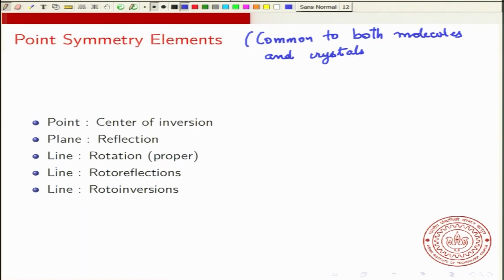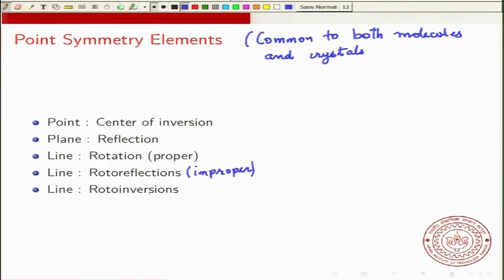You can have a line, a symmetry element, which can be an axis of roto-reflection, so a rotation followed by a reflection. This is also referred to as an improper rotation, especially in molecular group theory. You can also have roto-inversions, which is a rotation followed by an inversion. So, these are the different symmetry elements and the various symmetries that we have.